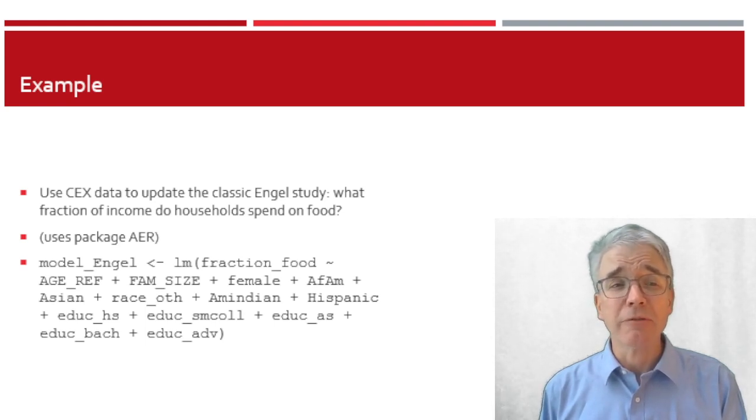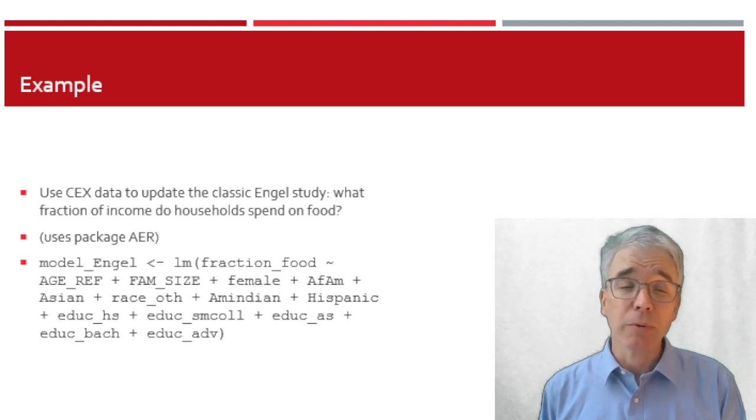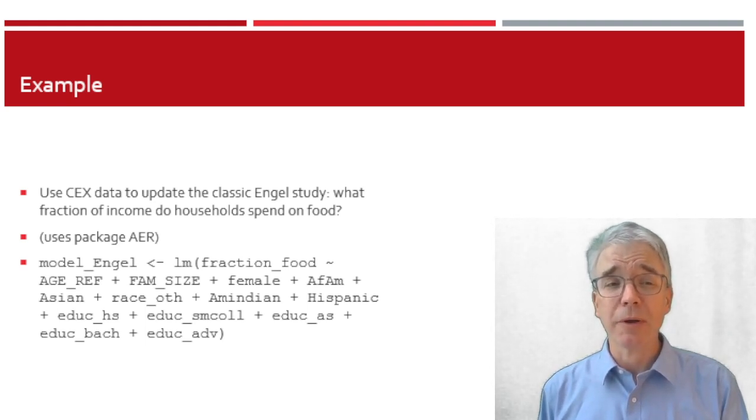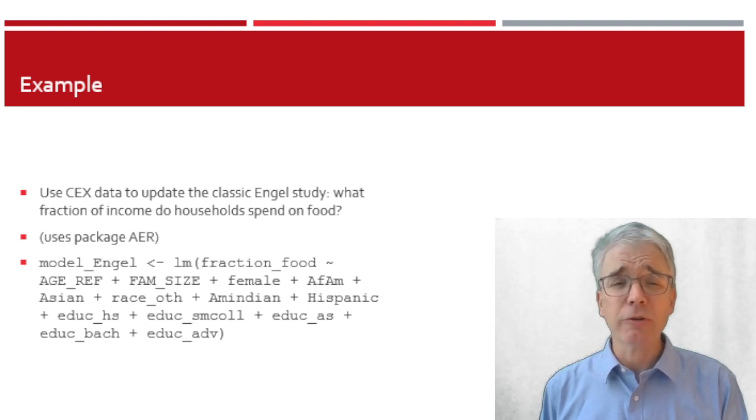The y variable is the fraction of income spent on food. We'll model that as influenced by the person's age, size of the family, whether the person is female, whether the person is African American, Asian, other race, American Indian, Native American, Hispanic, and educational qualifications, which means dummies for whether they have a high school degree, some college, an associate's degree, a bachelor's degree, or an advanced degree.